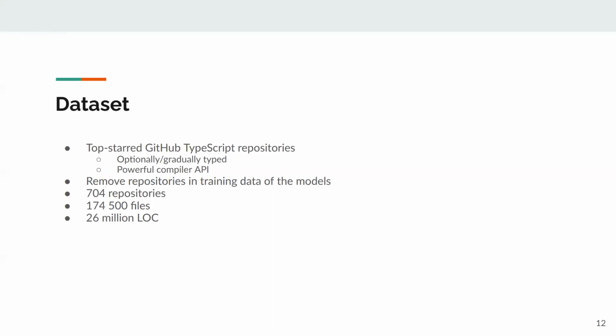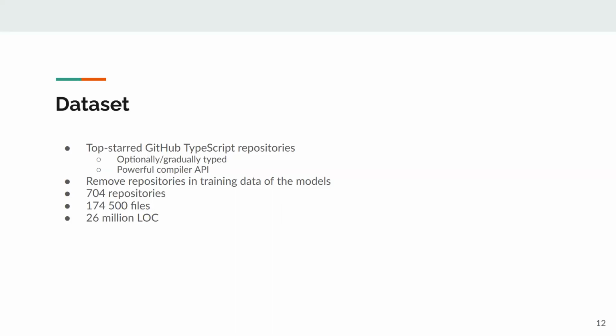over something like Python, for instance, because Python can also have type annotations. However, it does not have a very powerful compiler API, and it is not as strict with its types, which also makes it harder to gather data, as not a lot of Python data actively uses types throughout all the code.